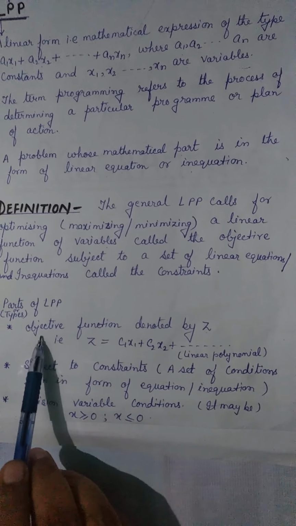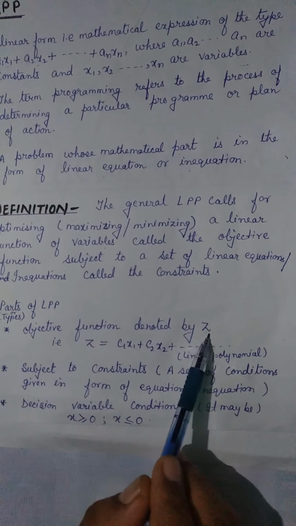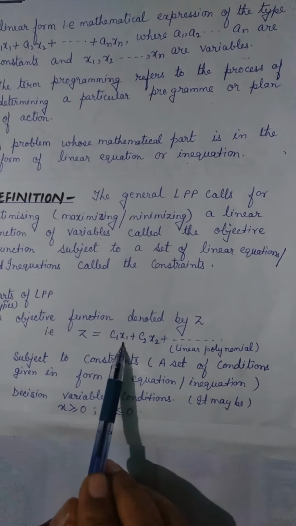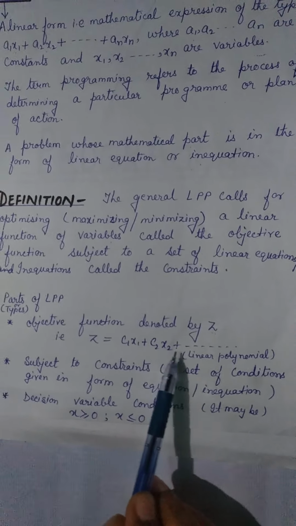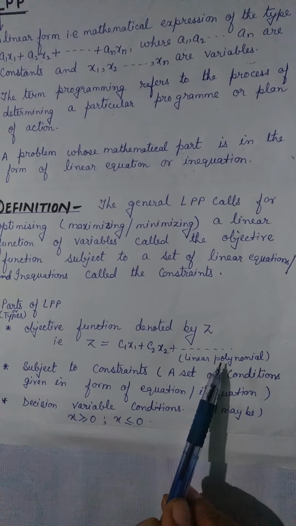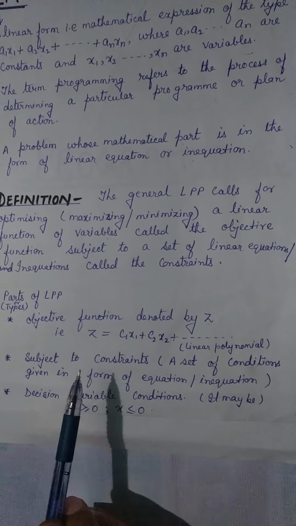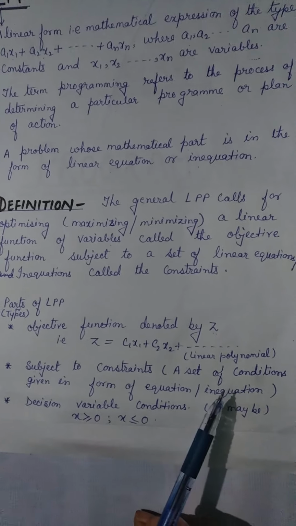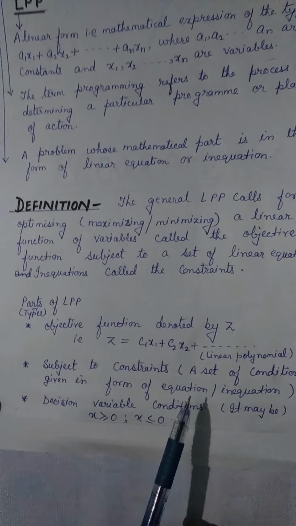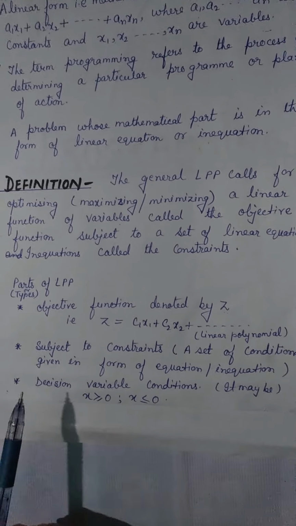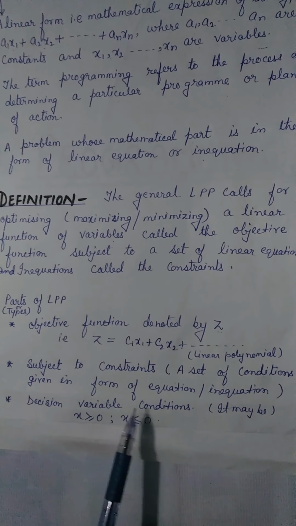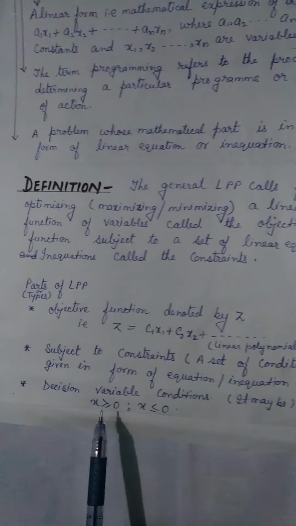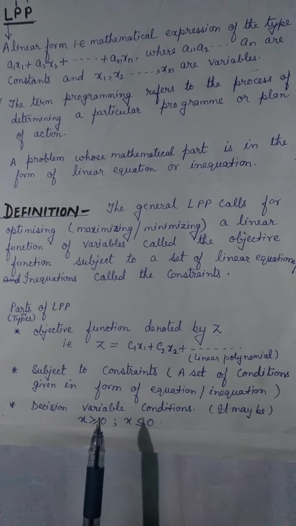So the first one, objective function denoted by z. Some authors they write z star also. So z is equal to c1x1 plus c2x2 plus so on. It is a linear polynomial. Subject to constraints, it is the next part. It is a set of conditions given in form of equation or inequation. Next is decision variable conditions. So the variables may be greater than equal to 0 or less than equal to 0.